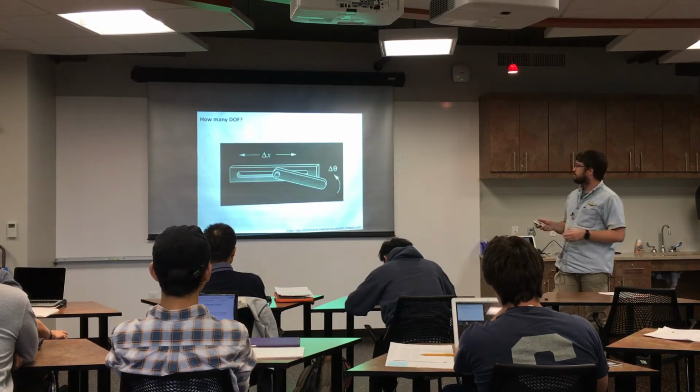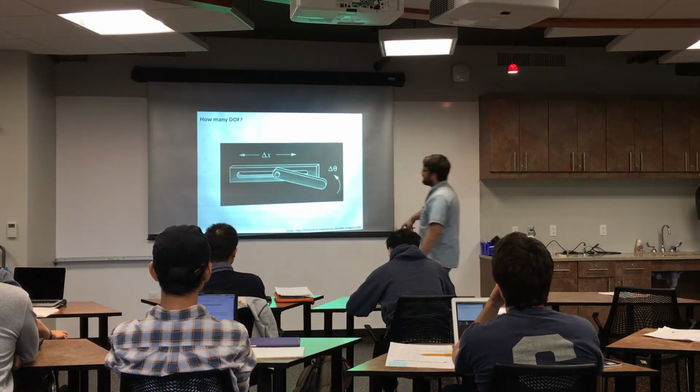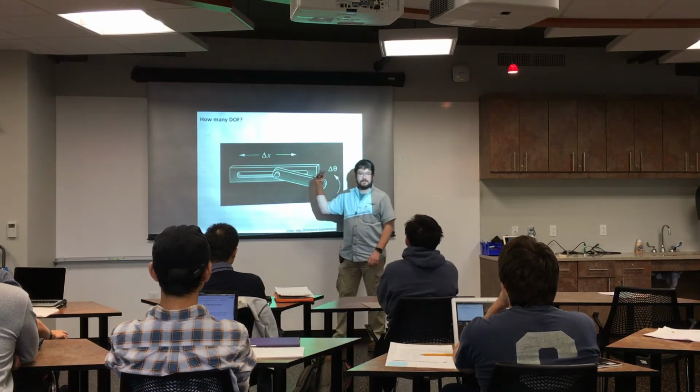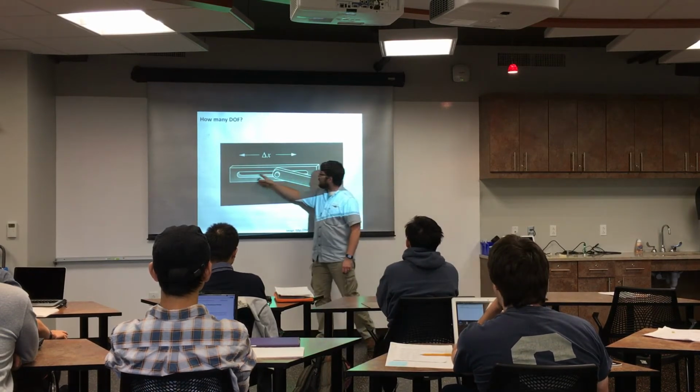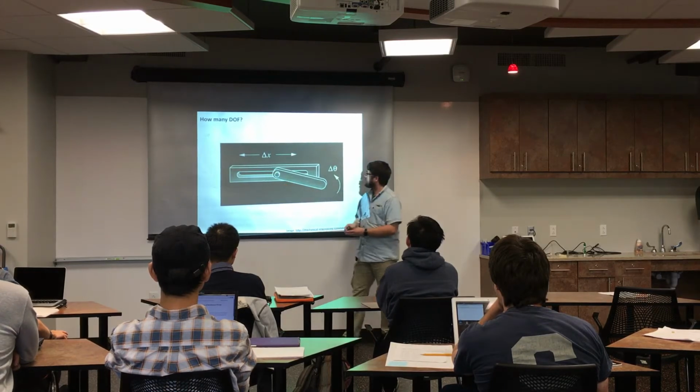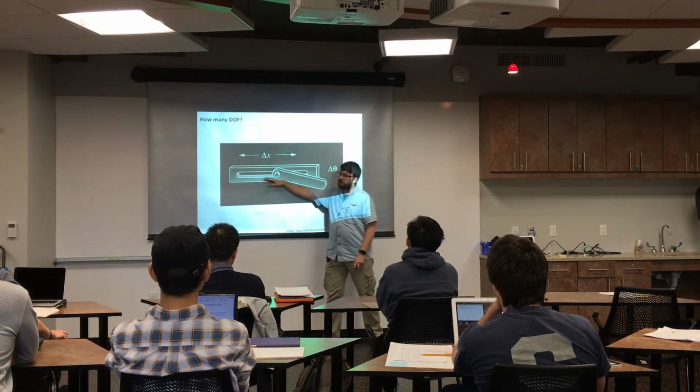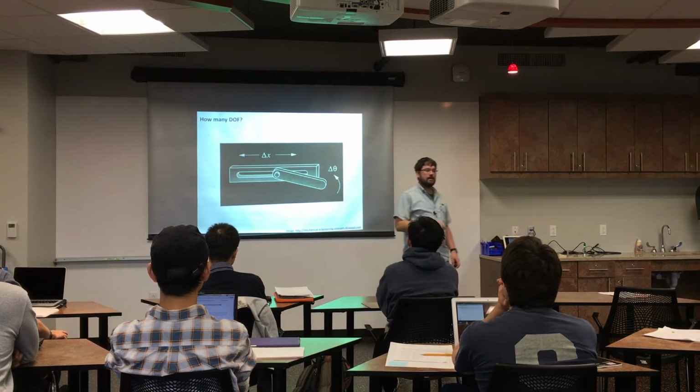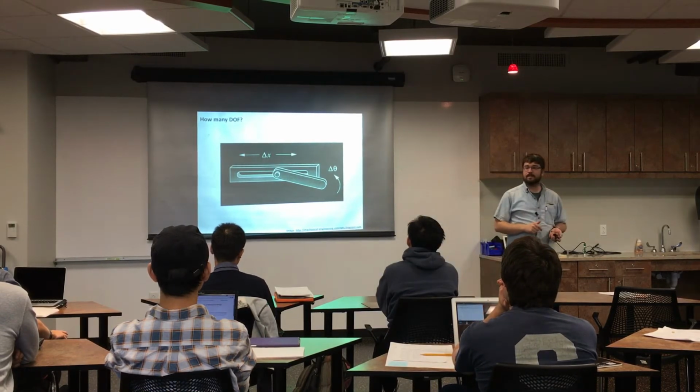Oh, I lied. I think there's one more. This one is a pin and slot mechanism. This is pretty common. So we've got a bar with a slot in it here. This pin rides in that slot so that this bar can move up and down and twist on the pin. So how many degrees of freedom does this have?